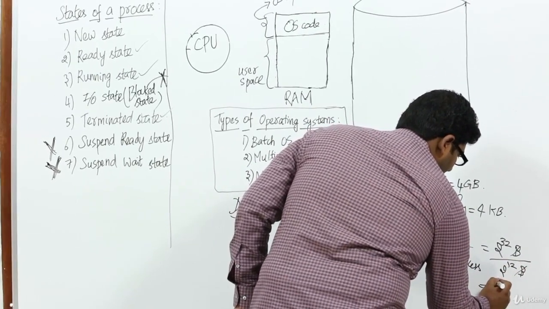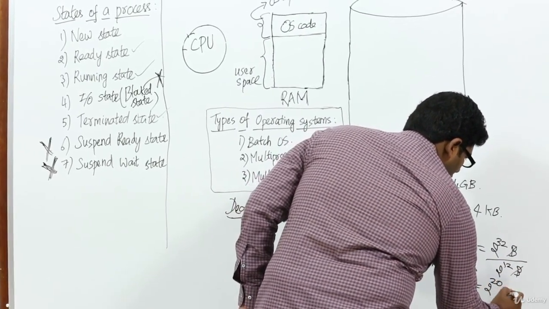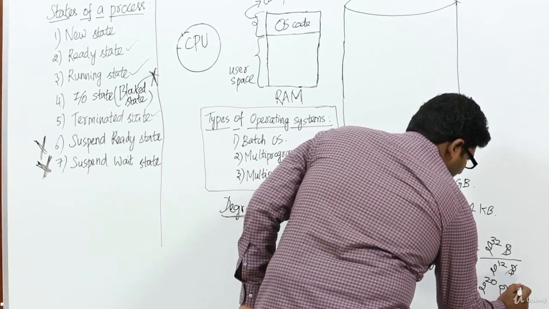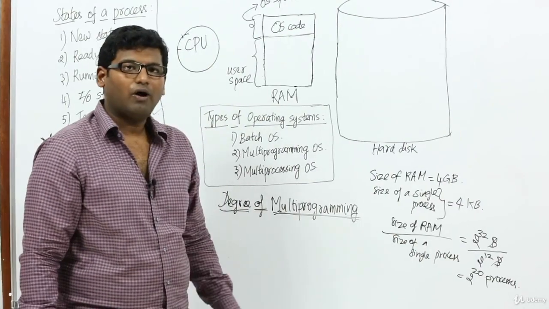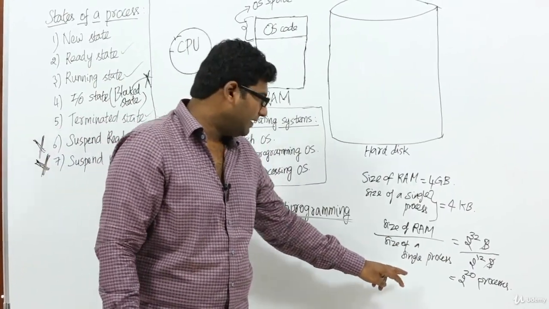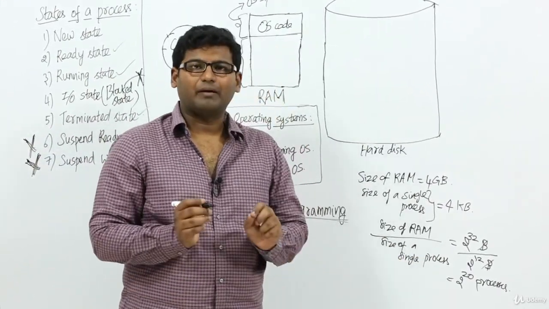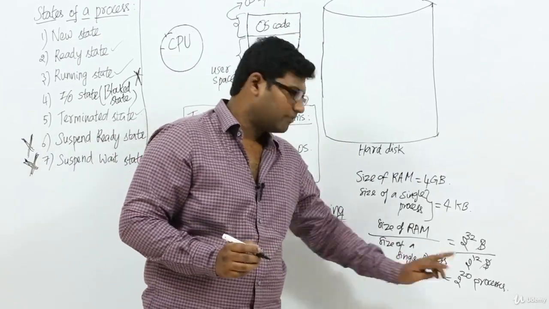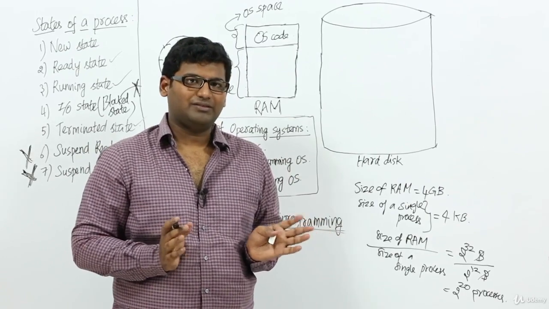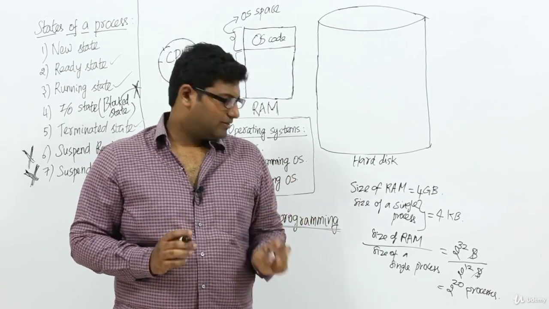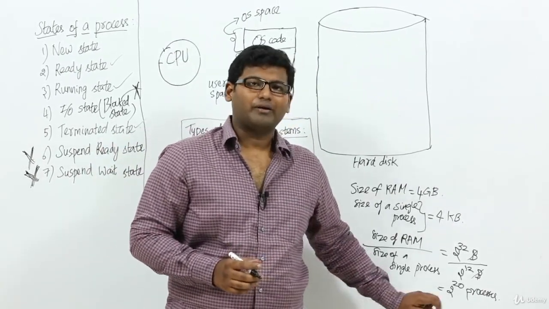So I can have at most 2 power 20 processes inside my RAM. So what I can say is the degree of multiprogramming in our computer is 2 power 20. I can have at max 2 power 20 processes in my RAM. This is what I mean by degree of multiprogramming.